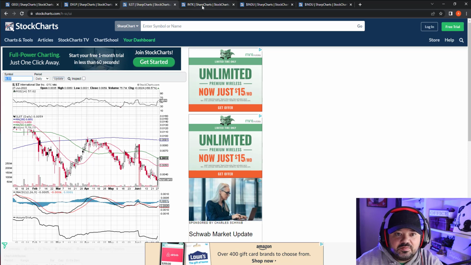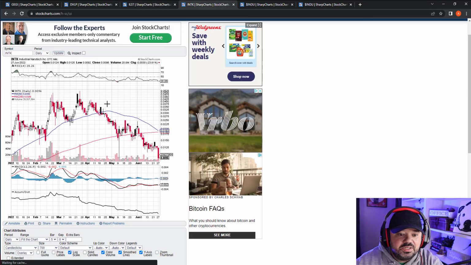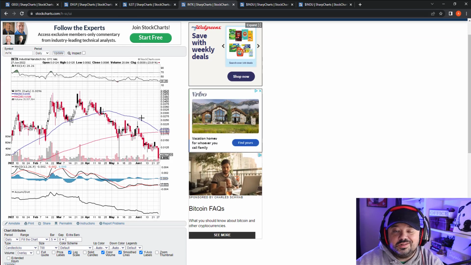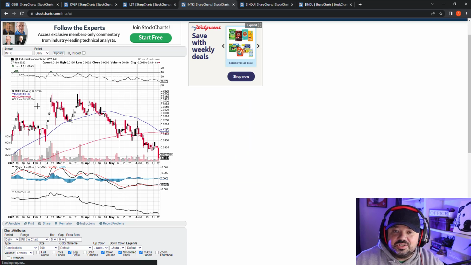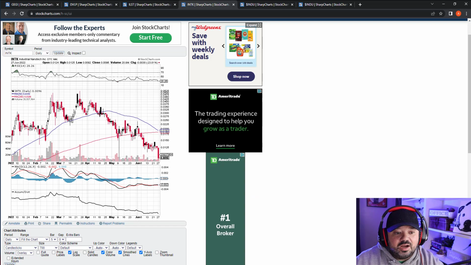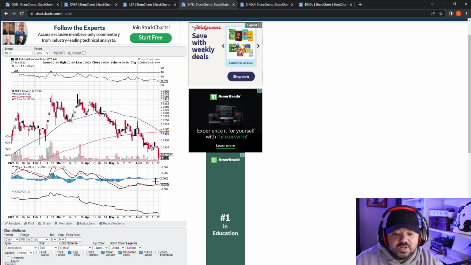So let's cover another one. This is INTK. This is what we call a death cross. A golden cross is when it'd be swinging up and it crosses in a bullish pattern. A death cross is when the longest moving average starts to trend down and the stock is just extremely bearish. So you can see it's just tapered all the way down. Accumulation is rock bottom. There's just no real volume going into it anymore.